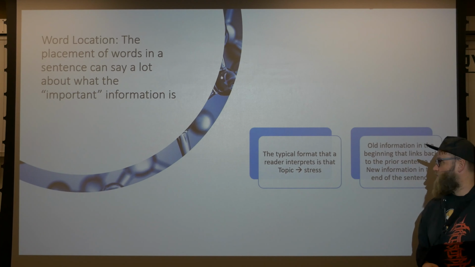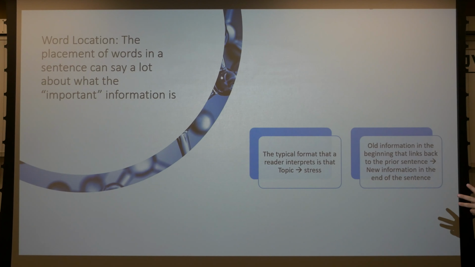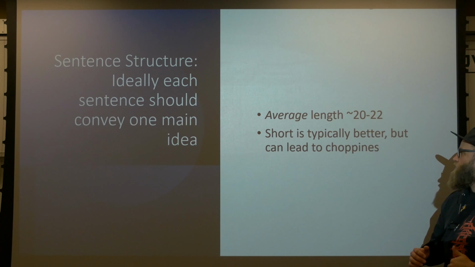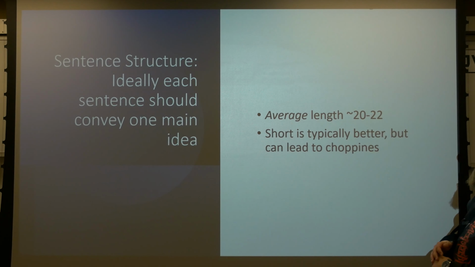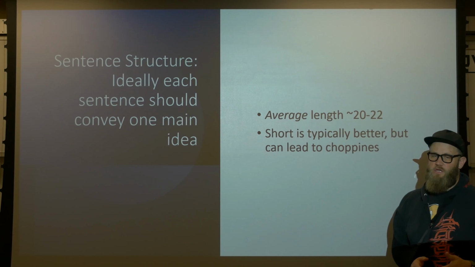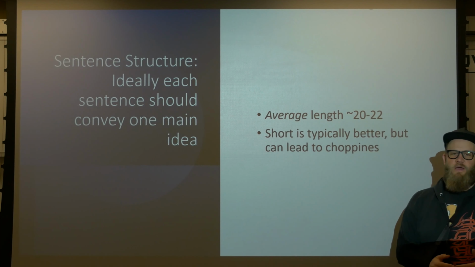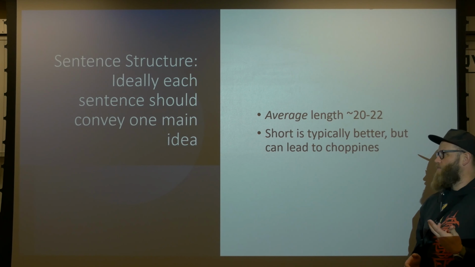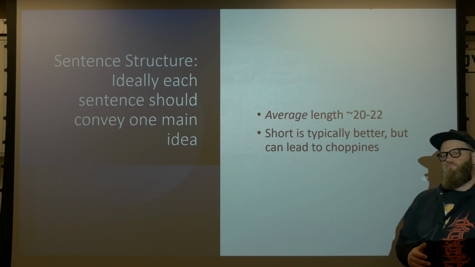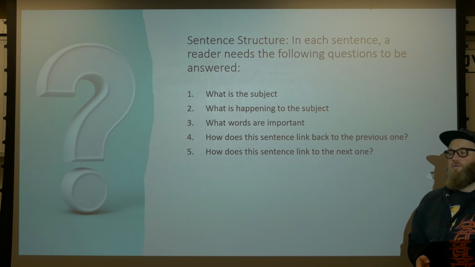Okay, and I'm kind of in the way of this a little bit here, so you'll just have to listen to me. But word location is the placement of words in a sentence, and they can say a lot about what the important information is. So typical format is topic to the stress, and old information is in the beginning that links back to the prior sentence, and new information is at the end of the sentence. And then sentences should be 20 to 22 words, and short is generally better, but if it's a lot of short sentences, it can be choppy, so you want to read it and have it feel like it flows well.